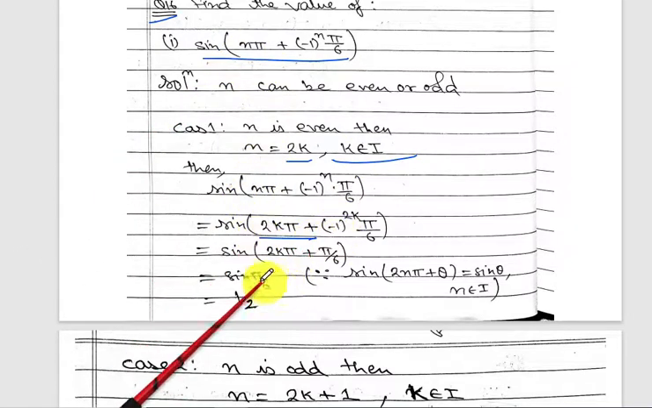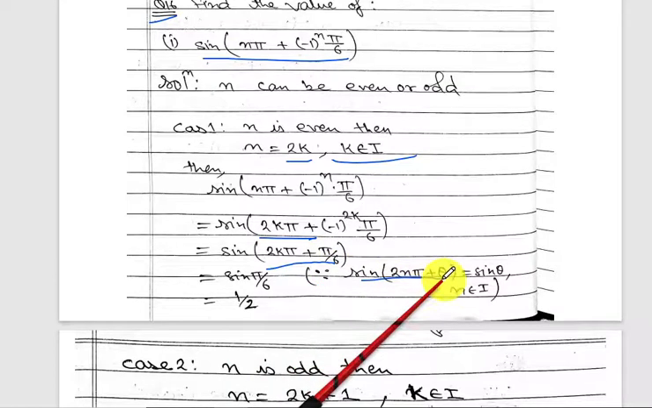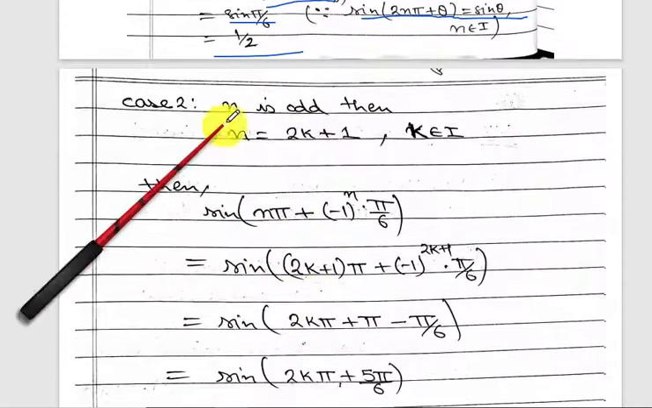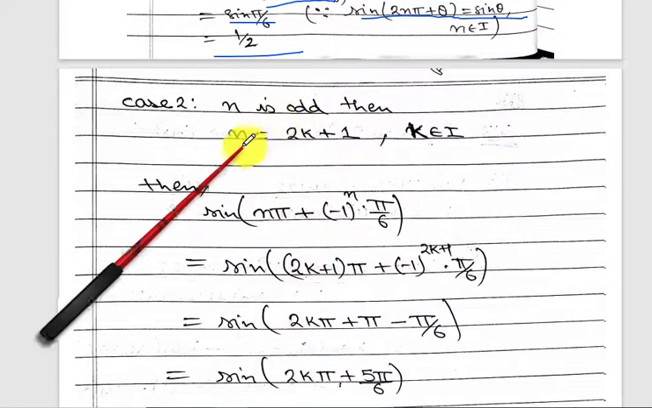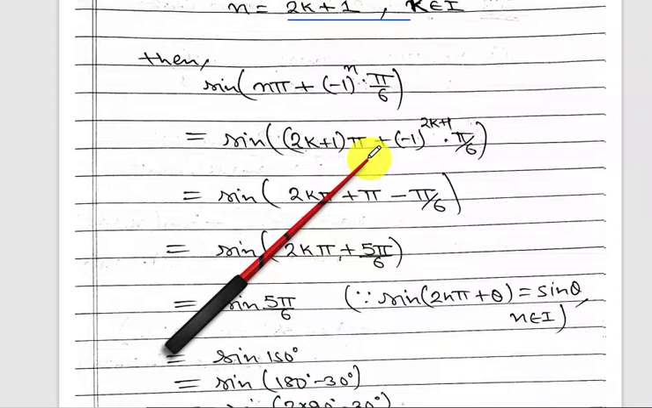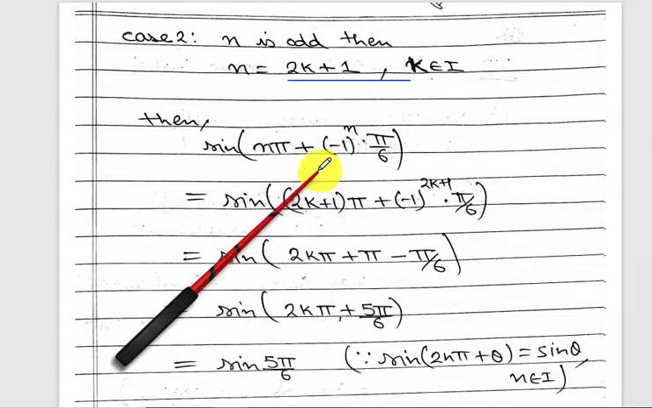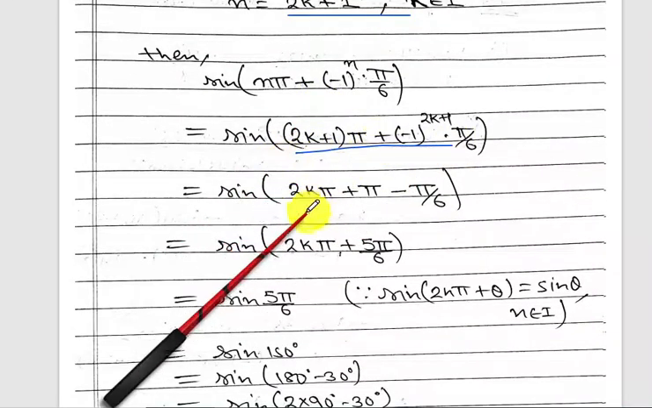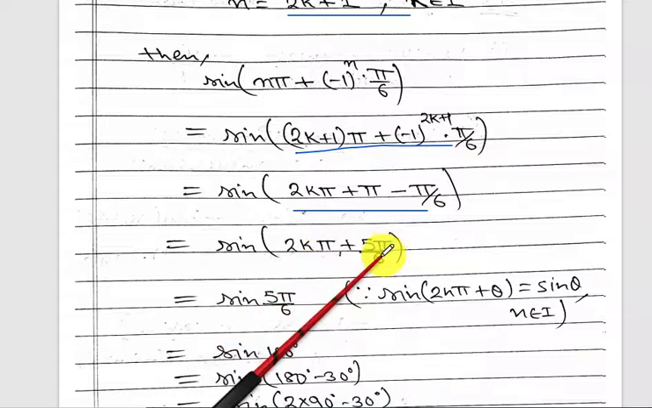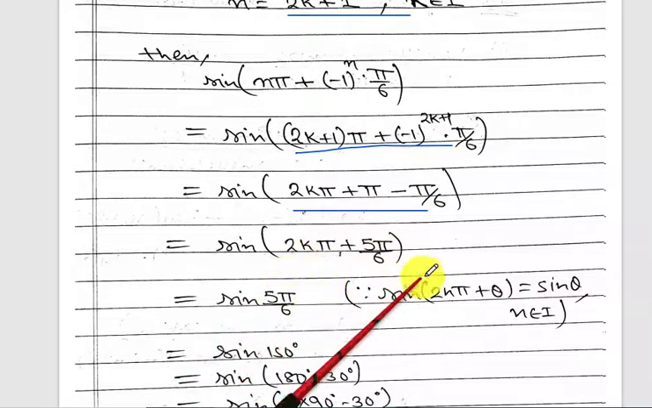Clear? Now 2k pi plus pi by 6. So we know that sine 2n pi plus theta is sine theta. So this becomes sine pi by 6. That means half. Next case is n can be odd. So if n is odd, that means n can be written in this form, 2k plus 1. Okay. So in place of n we'll write 2k plus 1. So when we'll put this, you open the bracket and you get this. Okay. So 2k pi plus 5 pi upon 6. And you know that sine 2n pi plus theta is sine theta. So you get sine 5 pi upon 6. Okay.